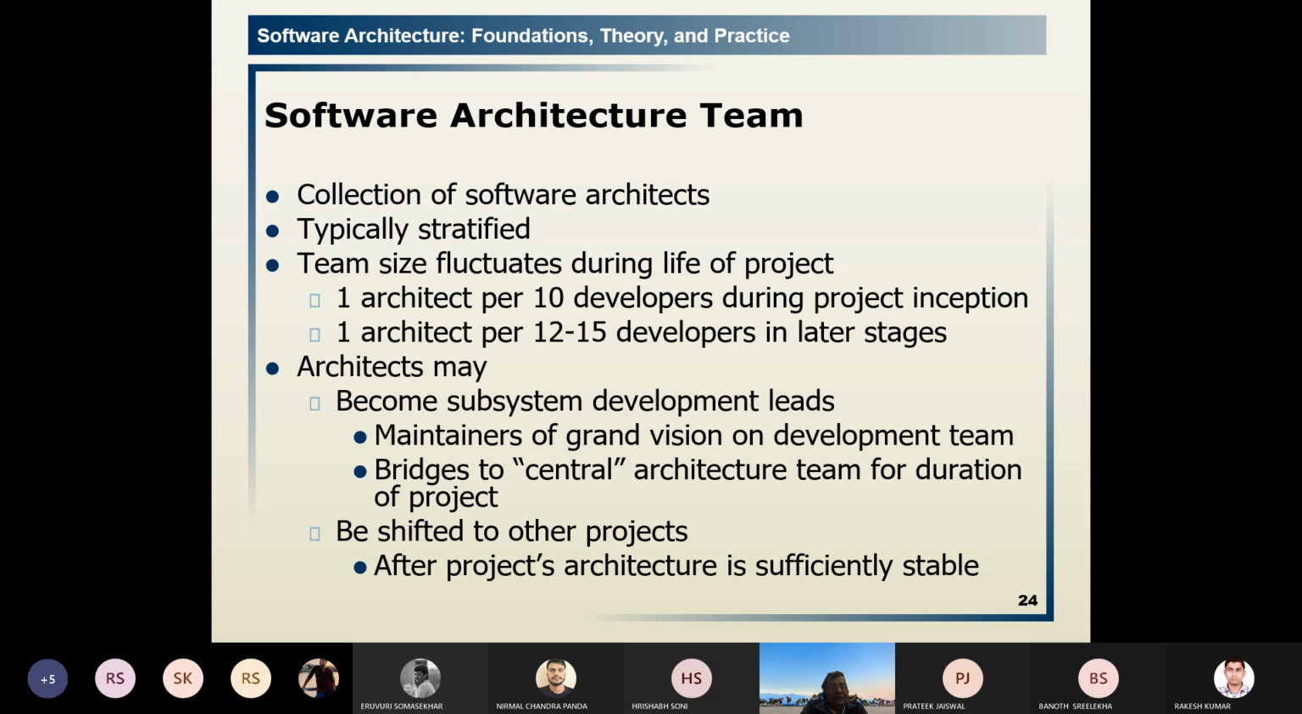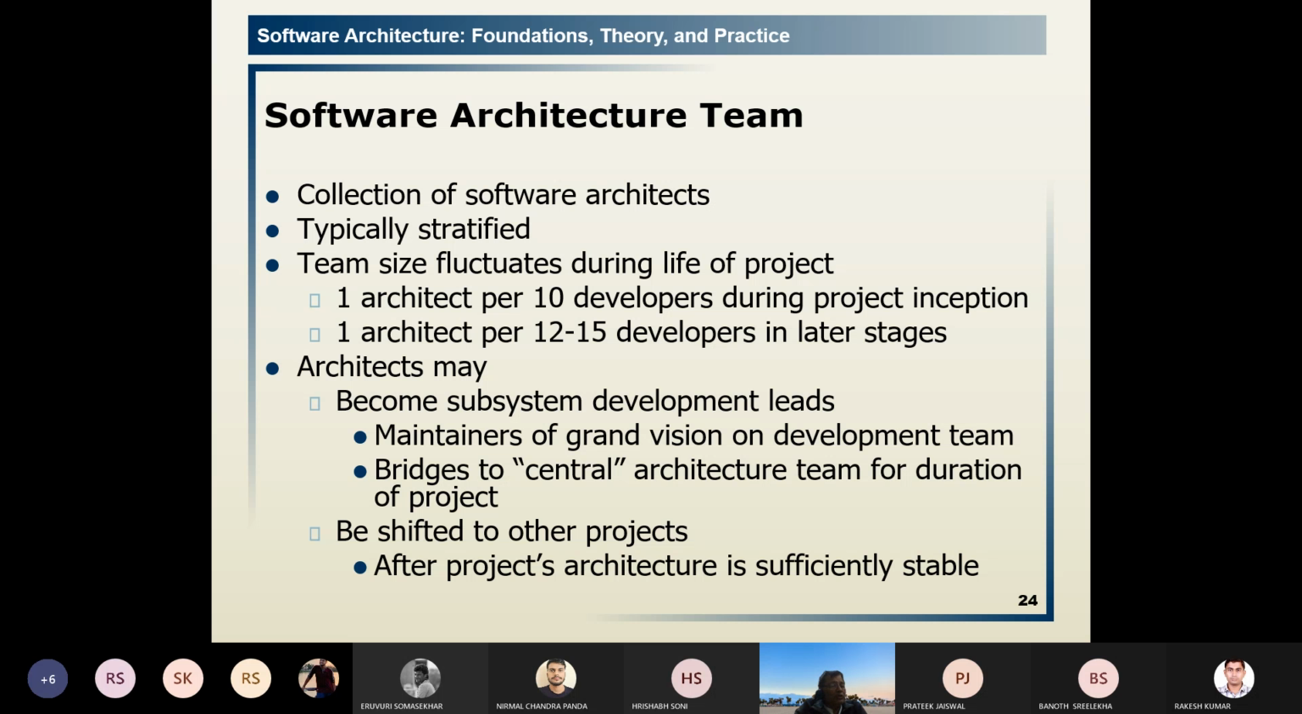So it's a collection of the different architects, and they are stratified. Stratified means at different levels. Someone in the upper level, someone in the medium level, someone in the lower level. Strata means level. Stratified.